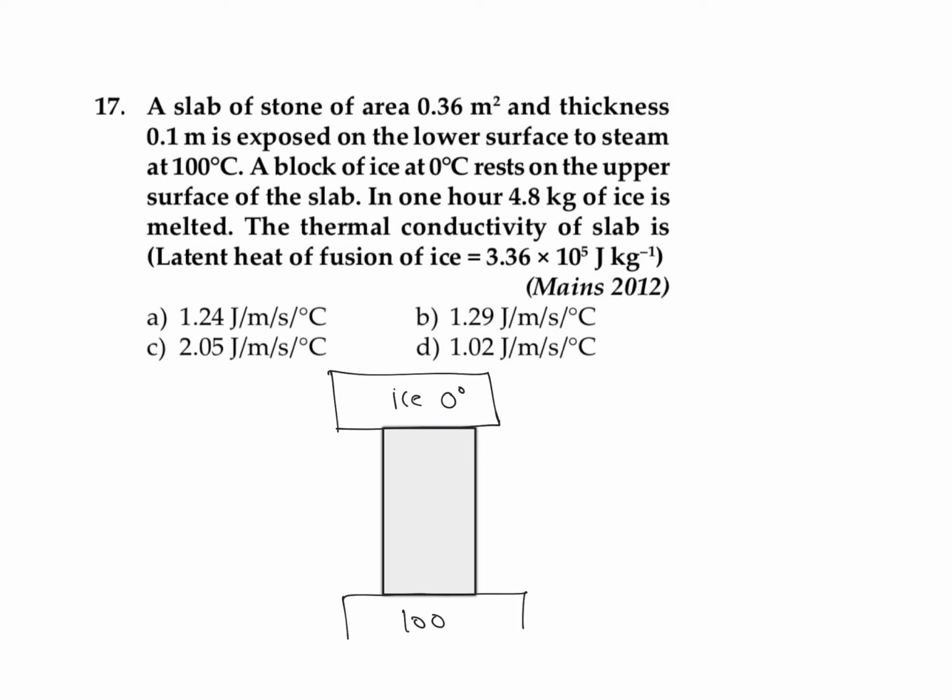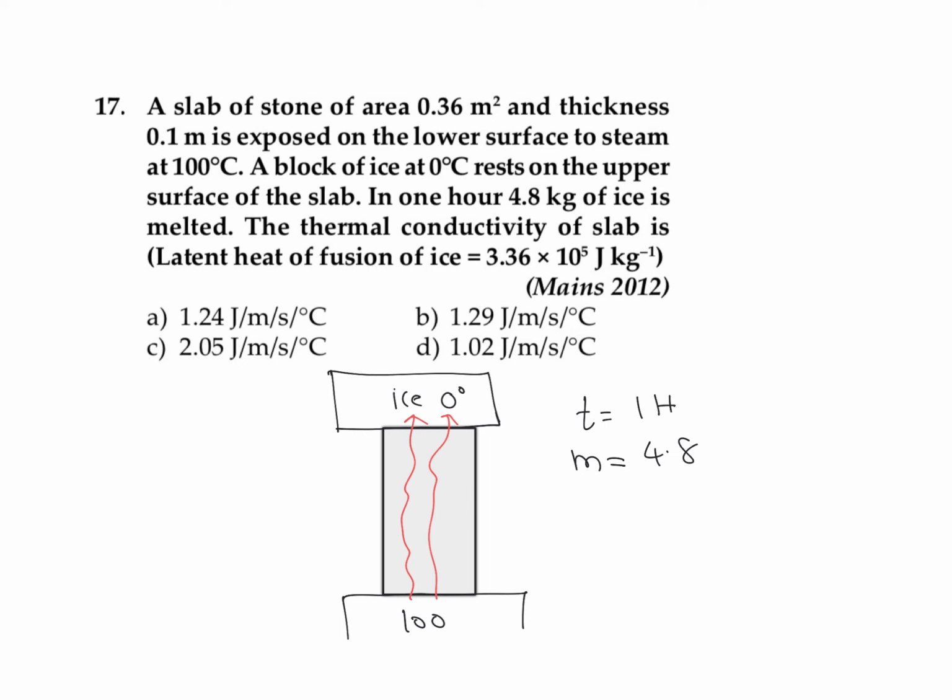In 1 hour, 4.8 kilogram of ice is melted. So we can take it that there will be a flow of heat energy from the high temperature region to the low temperature region. Because of that, in a time of 1 hour, the 4.8 kilogram of ice is melted. So the mass of ice converted into water, we can take as 4.8 kilogram.